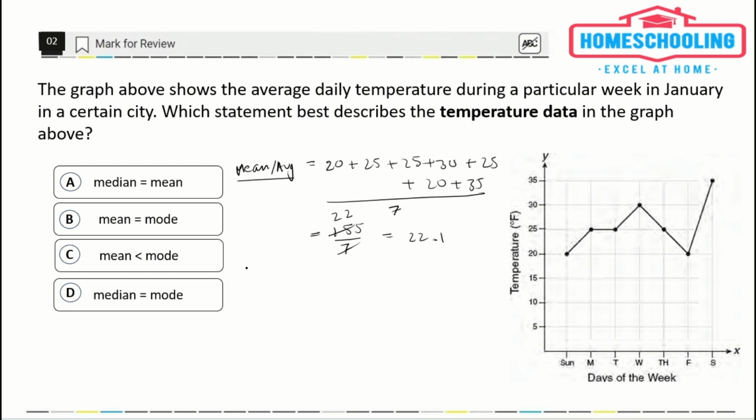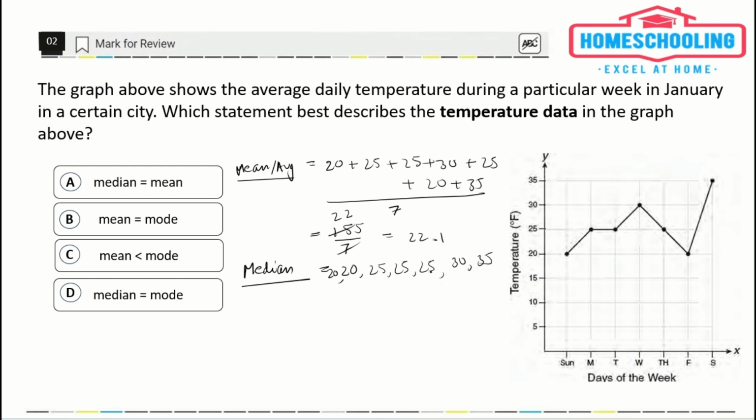Now we have to find the median. So what we have to do is rearrange them. If we rearrange them in ascending order, then it is 20. Then we have 25 three times, so 25, 25, 25. Then we have 22, so we'll put one more 20 here. 20, 25 three times. Then we have 30 and 35. So total we have 7 numbers.